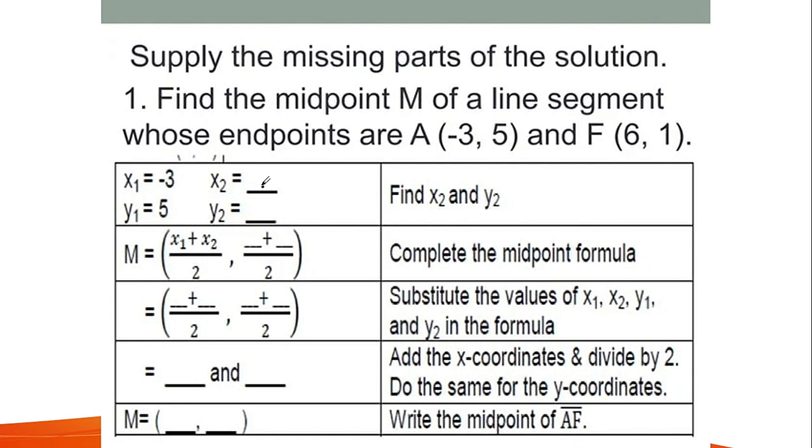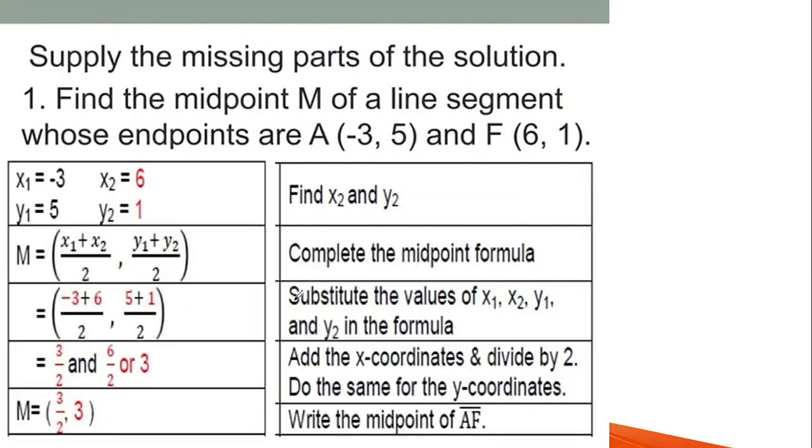Same as before, x sub 2. We have x sub 1 is negative 3. Y sub 1 is positive 5. Our x sub 2 is 6. Our y sub 2 is 1. So, what do we put here? This is y sub 1, and y sub 2. And then what do we put here, x sub 1, that is negative 3. Write negative 3, and here is 6. And here is 5 and 1.